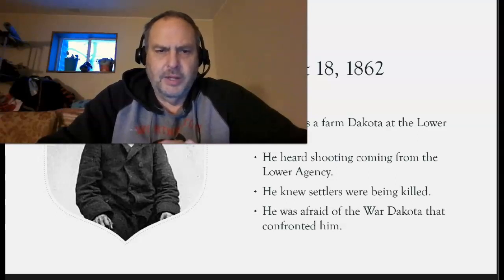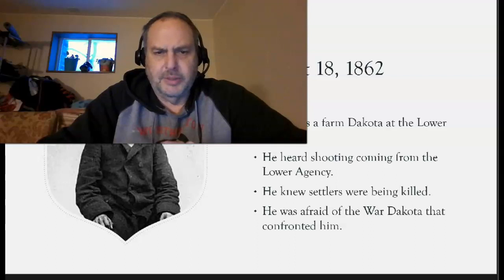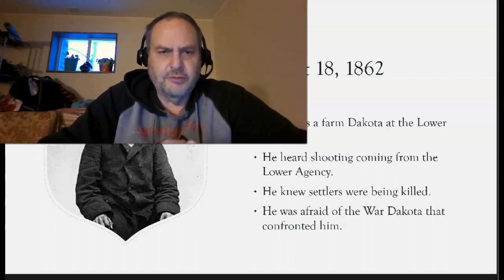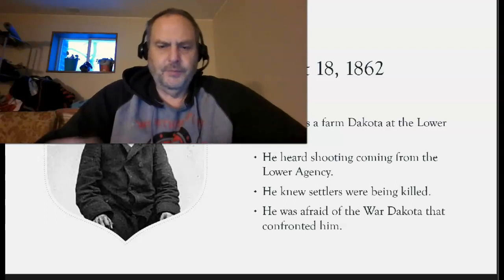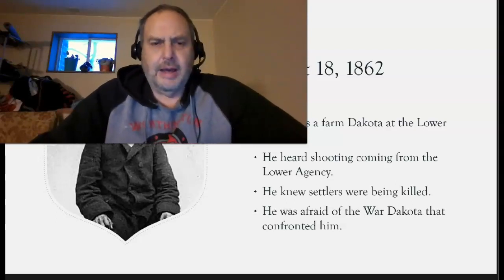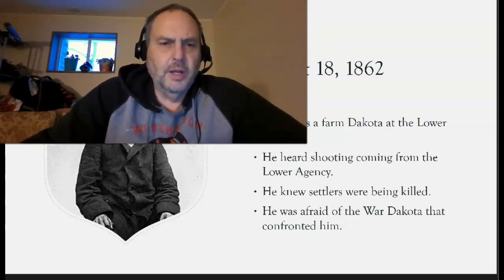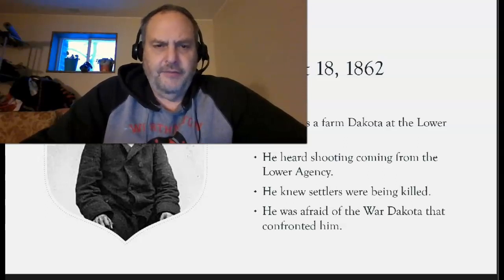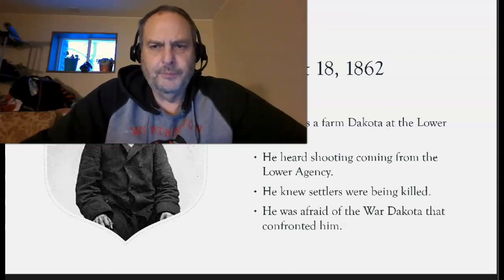Teope, our book talked about him. He was just a farm Dakota on the lower agency, and he witnessed some of the first killings at the lower agency. He probably saw the bodies of the traders from the roof of his house. He definitely saw the stores and the warehouses being looted on the lower agency after the Medwakanton band there had opted to go to war. He kept his family safe and kept himself hidden during the first attacks in the war.